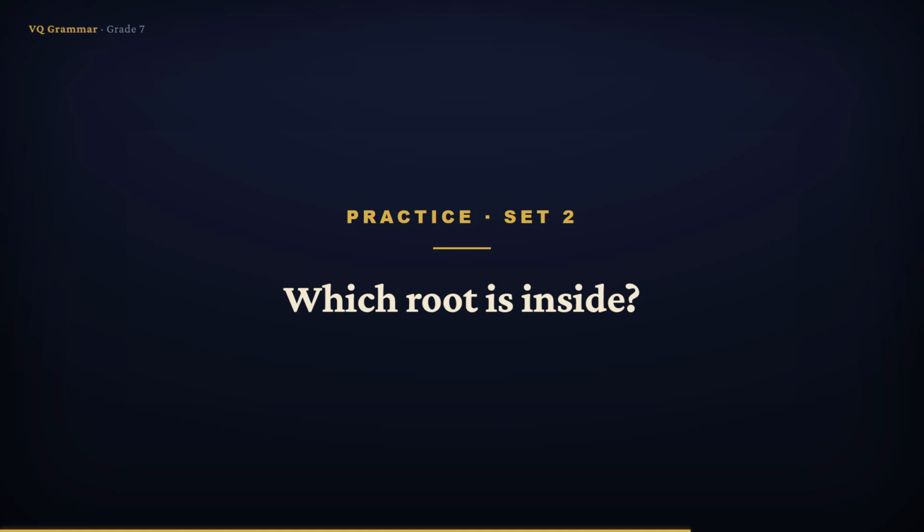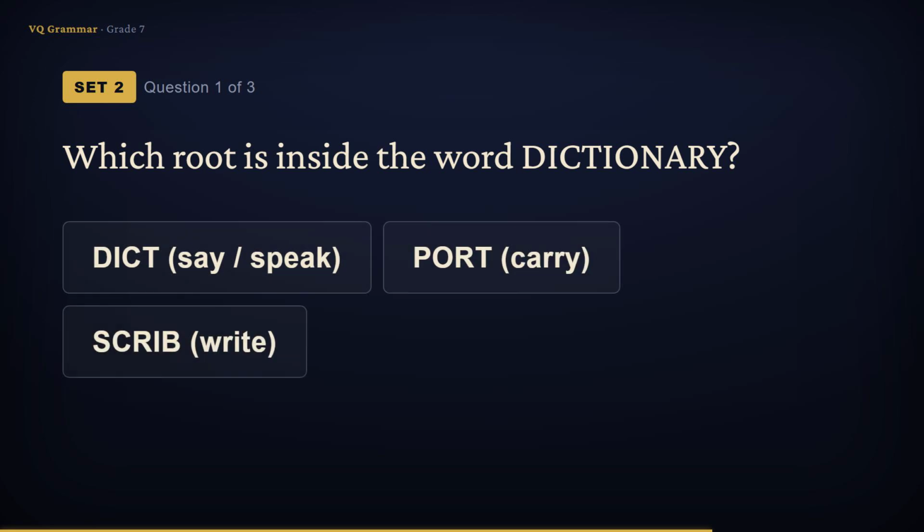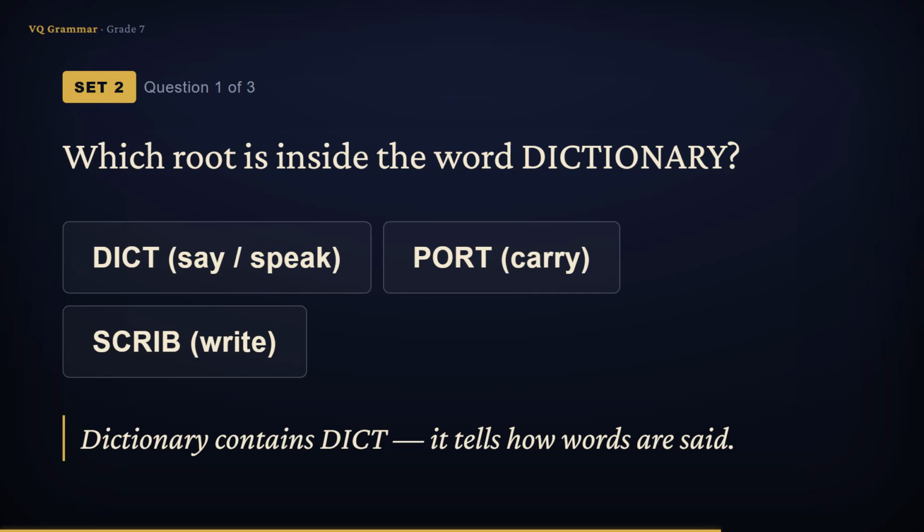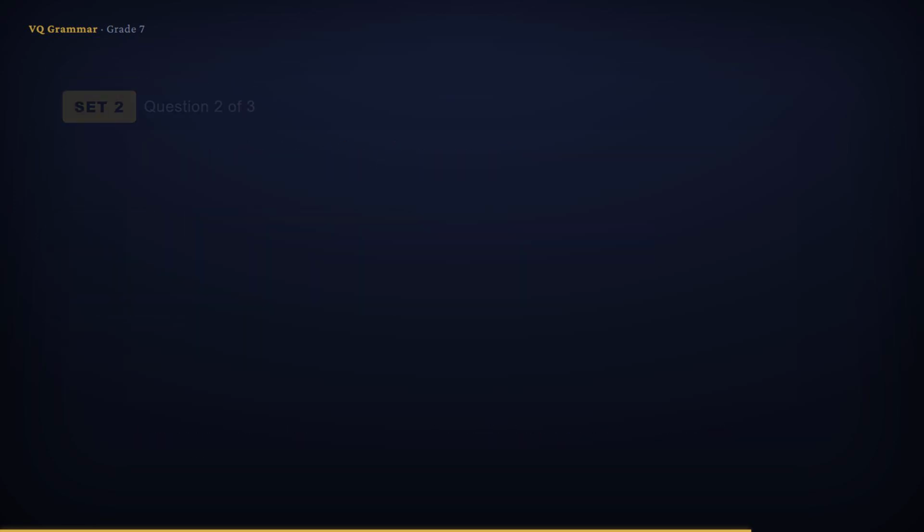In this second set, I'll give you a word and you spot the root hiding inside it. Then think about how that root shapes the whole word's meaning. Pause and choose before I answer. Which root is hiding inside the word dictionary? Say the word slowly. Dictionary. There it is at the front, DICT, the root that means to say or speak. A dictionary tells you how words are said, so the answer is DICT.